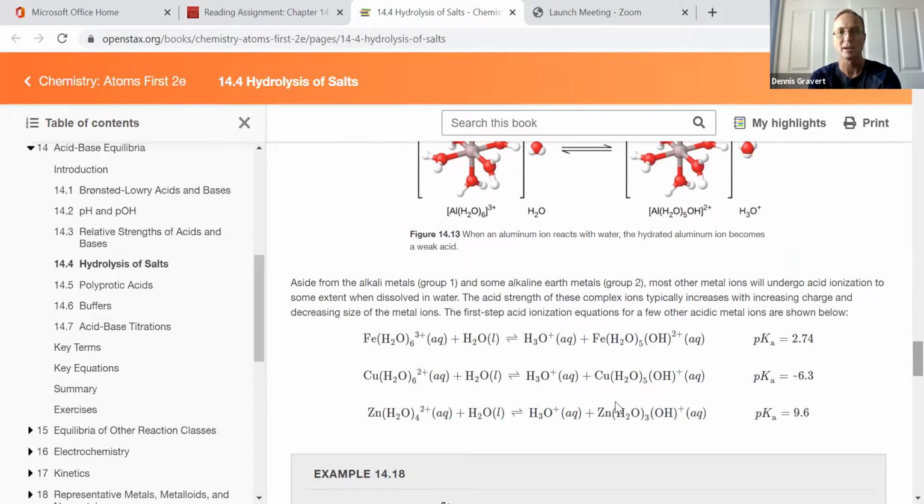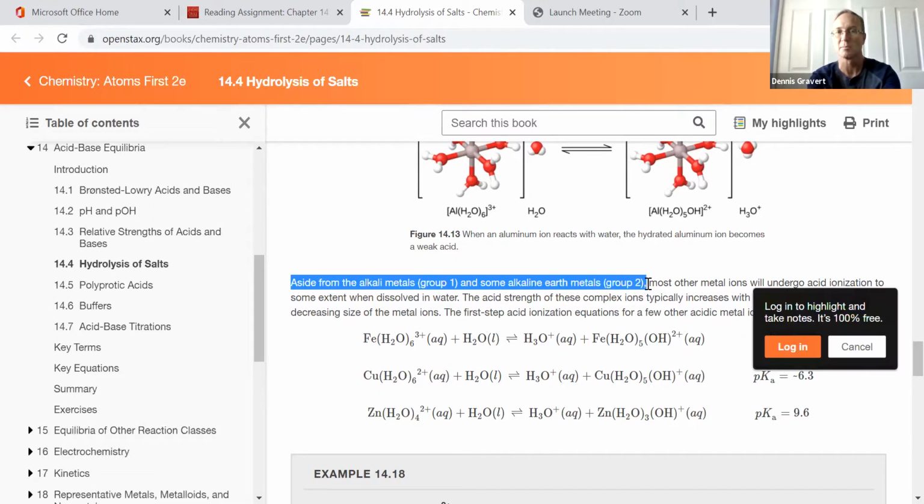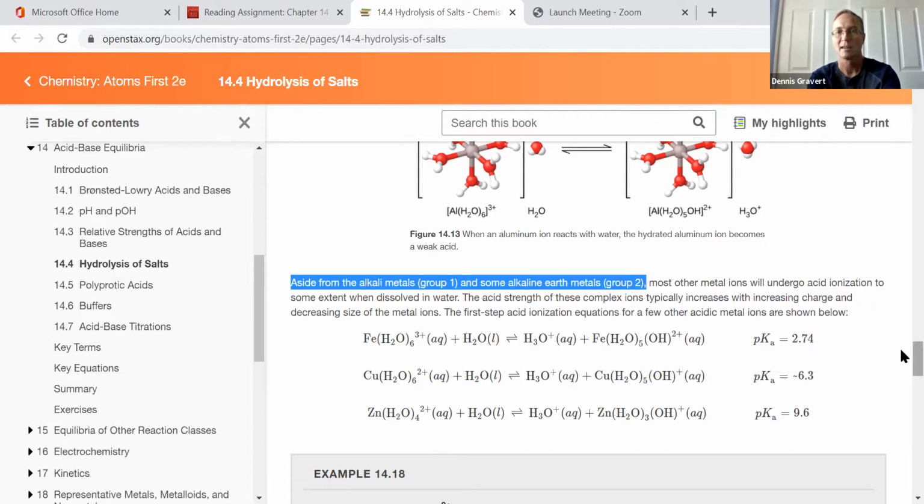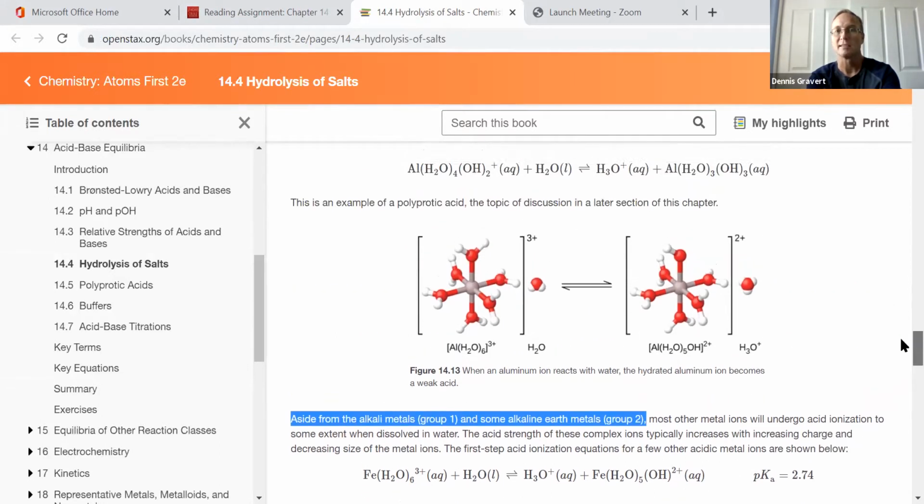iron, where's the list? There we go. Iron, copper, zinc are examples. Basically, things that are not group 1 and group 2, alkaline metals and alkaline earth metals. The idea is that the metals that are highly charged, like aluminum +3, they actually are so highly charged and water's polar, water will make a covalent bond to them and form these coordinate complexes here. And then what will happen is one of the attached water molecules will actually release an H plus.